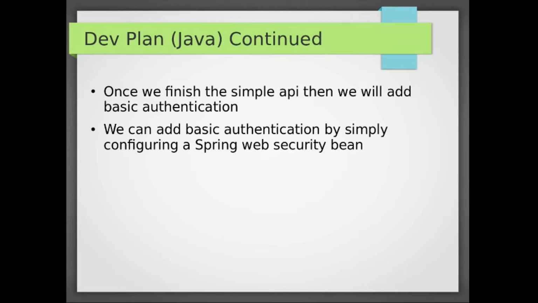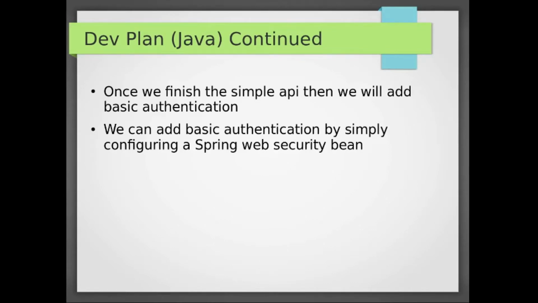Also, once we finish creating the simple API, we have to add security to it, and we will use those tables that we create in the database schema to hold our security information. We will add Spring Security for basic authentication just by configuring a Spring Web Security bean. So we need one web security class, and that will allow us to have basic authentication.